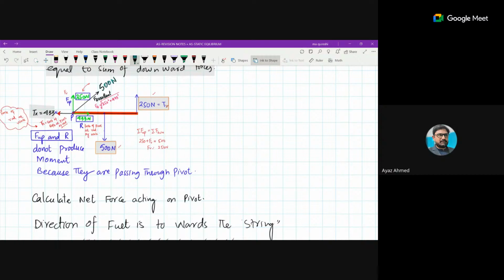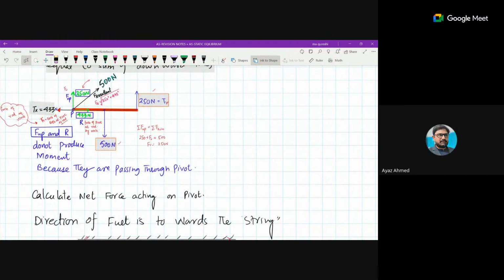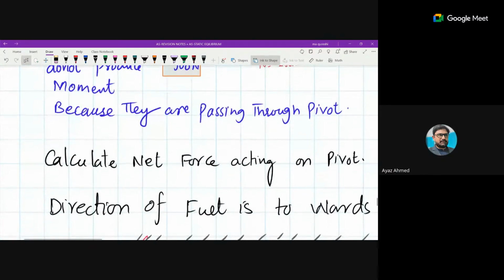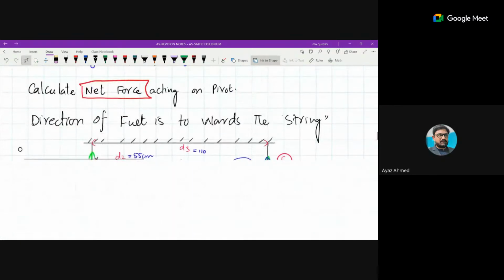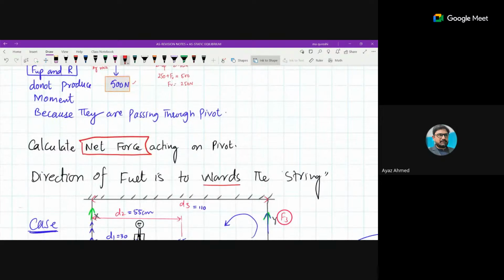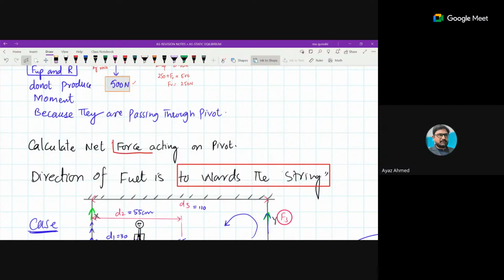Did you get it? So this is really, really important: we are asked to calculate the net force acting on the rod, the net force acting on the rod by the wall or by the pivot, and the direction of the net force is always towards the string. Again, an important point, right? The direction of the net force is always towards the string. Is this clear to you? Yes.